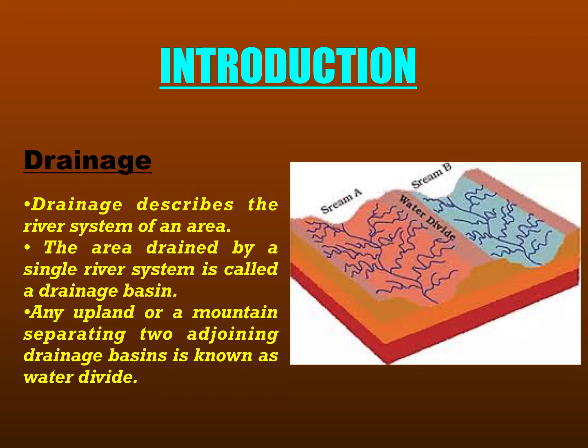The drainage describes river system of the particular area. The area drained by a single river system is called as a drainage basin. Any upland or a mountain separating the two adjoining drainage basins is known as water divide.